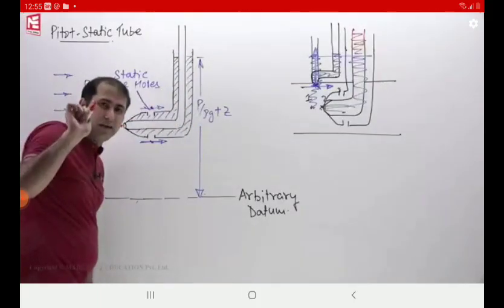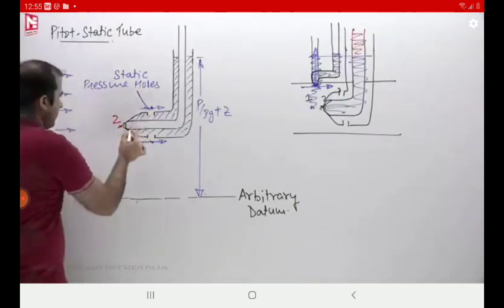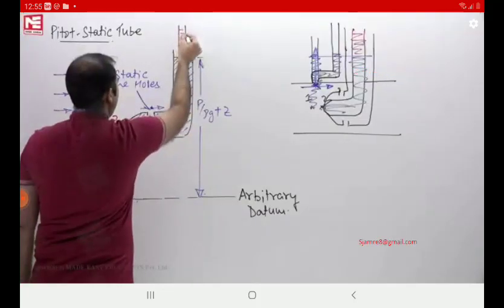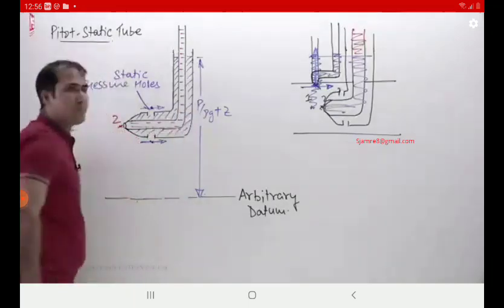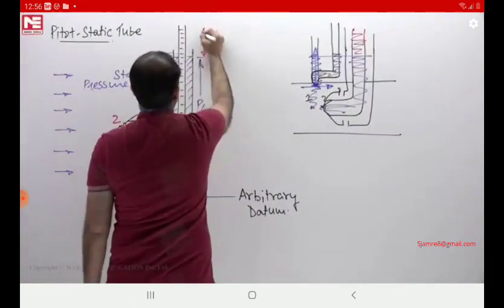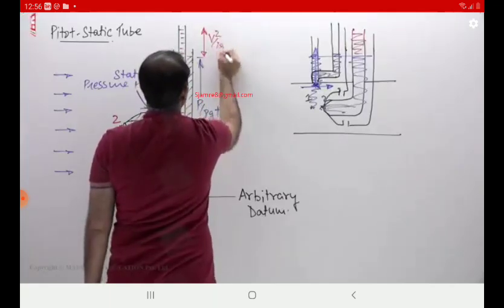I am going to use a red color so that the difference should be there. Actually it is blue, but to show the difference. So it is something like this, and here if we are looking, it is something like this. So my dear, what is the difference here? That is the value of V square by 2G.